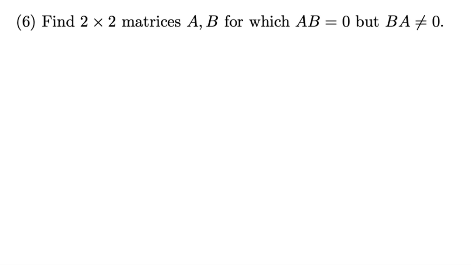Today we're going to continue our problems out of the linear algebra chapter of Gunning's An Introduction to Analysis. Question 6 reads as follows. Find 2 by 2 matrices A, B for which AB equals 0 and BA does not equal 0. Take a couple seconds to try this out for yourself. Then we'll get on with the hint. Then we'll give you the solution.